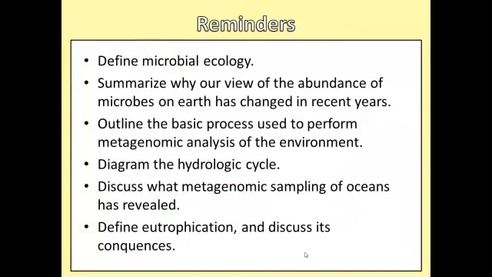Here is a reminder of the learning objectives for this topic. Be able to define microbial ecology, summarize why our view of the abundance of microbes on Earth has changed in recent years, outline the basic process used to perform metagenomic analysis of the environment, describe the hydrologic cycle, discuss what metagenomic sampling of oceans has revealed, and define eutrophication and discuss its consequences.